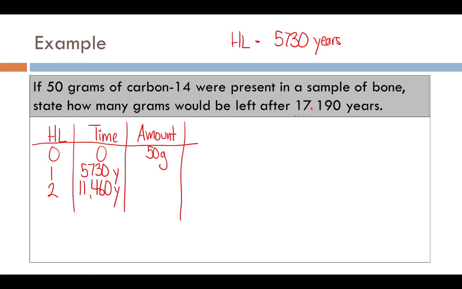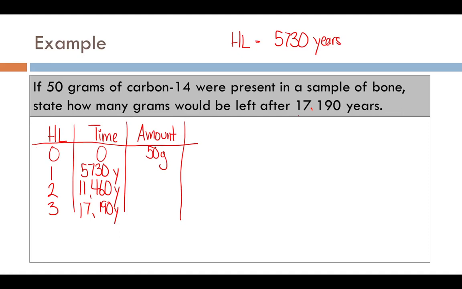Notice that we need to get to 17,190. Let's go up to 3 half-lives. If we add another 5,730 to this total, or in other words, if we multiply 5,730 times 3 for 3 half-lives, we get a total of 17,190 years. So that's our total. We've reached the amount of time that we need. Now all we need to do is figure out how much the amount of the radioactive parent isotope has changed.